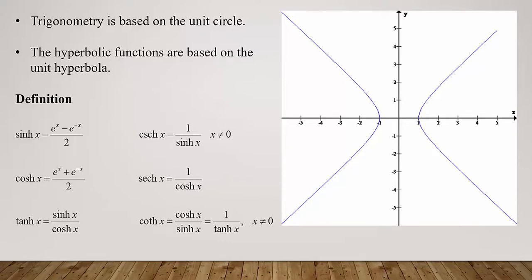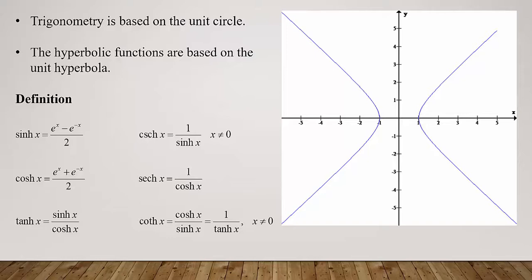SINH, I'm just going to call that hyperbolic sine. So hyperbolic sine of x is defined to be e to the x minus e to the negative x over 2. Likewise, hyperbolic cosine of x is defined to be e to the x plus e to the negative x over 2. Notice hyperbolic tangent is hyperbolic sine over hyperbolic cosine.